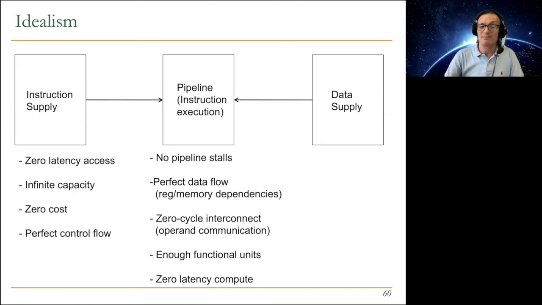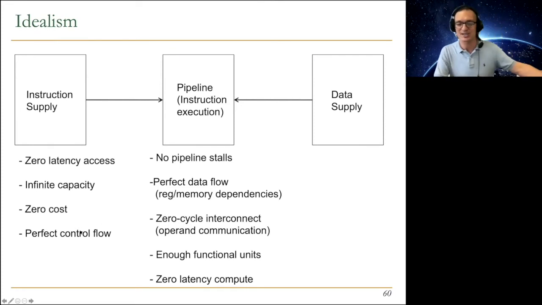Instruction supply, a good chunk of it is memory, zero latency access, ideally, right? Infinite capacity, ideally, we don't need to worry about the capacity. Ideally, zero cost. And we didn't cover them. We're going to cover them because instruction supply is part of memory. Also, there should be some memory over here. Perfect control flow, we try to achieve it as much as possible, right? With branch prediction lectures, for example.